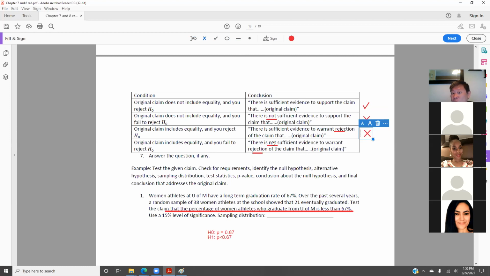So like in math, two negatives become positive. This will actually accept your claim. So be careful with how you do this, because it's very tricky here. So which one is which that you do?